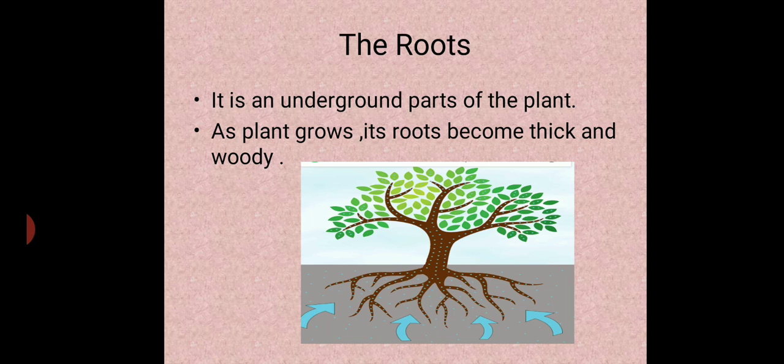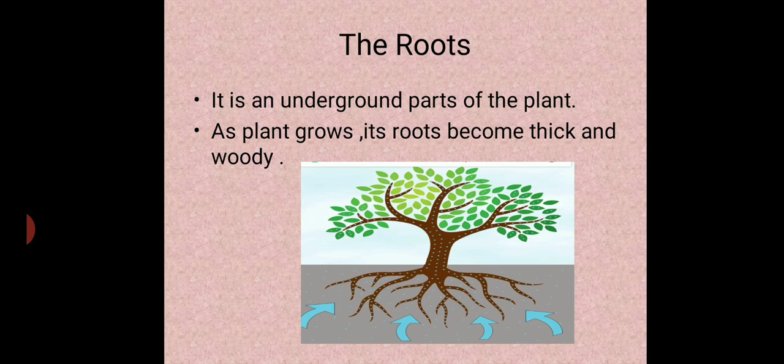Now I want to ask you one question, whether you are able to see the roots of this tree in the picture. Suddenly you will say, no, we are not able to see. Why are you not able to see the roots of the mango tree? Because the roots are the underground part, they lie inside the soil. So it is the underground part of the plant. Roots are the underground part of the plant.